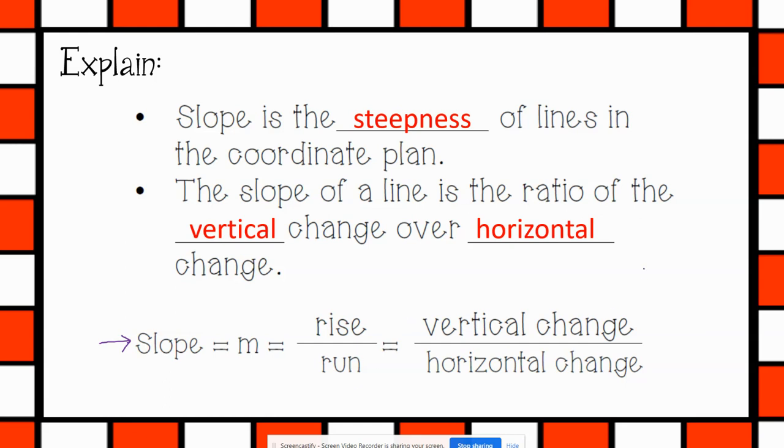Rise represents the vertical change, so how far up or how far down it goes. If it goes up, that is a positive change. And if it goes down, that is a negative change. The run represents the horizontal change. If we have something that goes to the left, then that is a negative horizontal change. And if we have something that goes to the right, then that is a positive horizontal change.